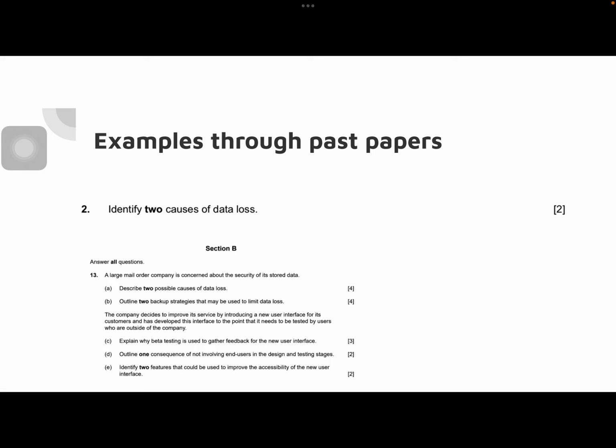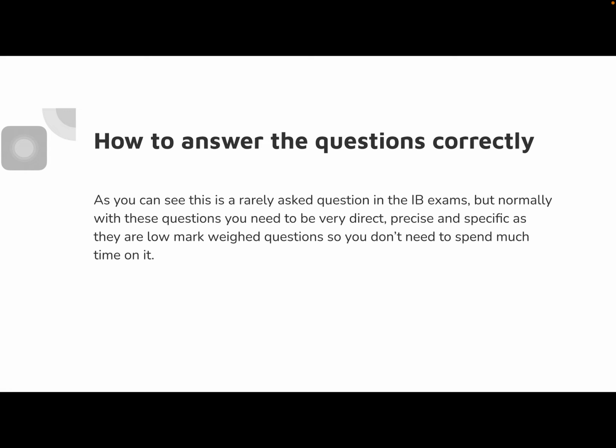Now, this type of question is asked, for example, as: identify 2 causes of data loss, or asked within other questions as: describe 2 possible causes of data loss. How to answer this question correctly? For this type of question, you need to be very precise, very specific, and very direct, as they also tend to be low mark weight questions, so you don't need to spend too much time on them.